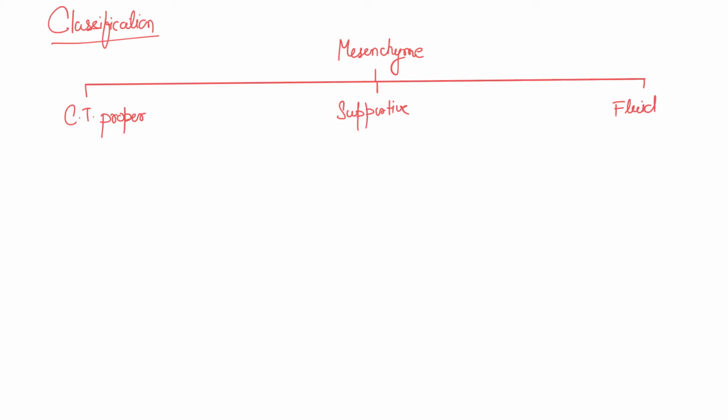Classification of connective tissues. The connective tissue originates from the embryonic connective tissue, which you also call mesenchyme. Now mesenchyme could further form any of the three types: connective tissue proper, supportive connective tissues, or fluid connective tissue. Now why do we use the word proper?